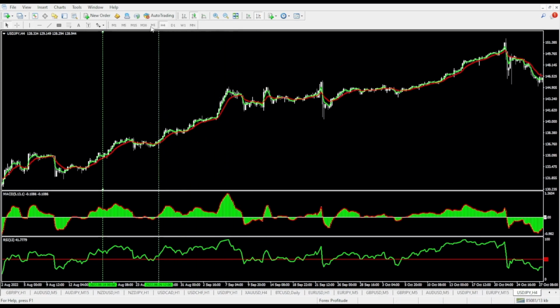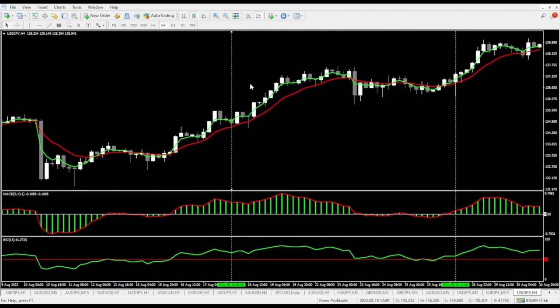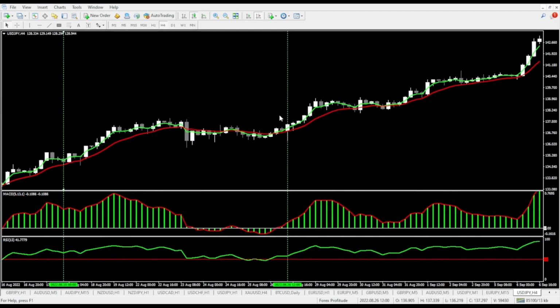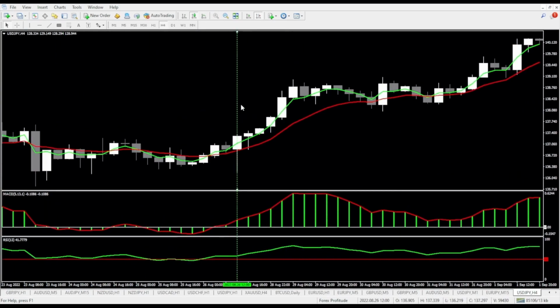So let's look at one of the first ones here. I'm going to zoom in. Let's take a look at this long trade right here. Again, zoom in a little bit more. And what we're seeing is a crossover. We want to see a crossover up.